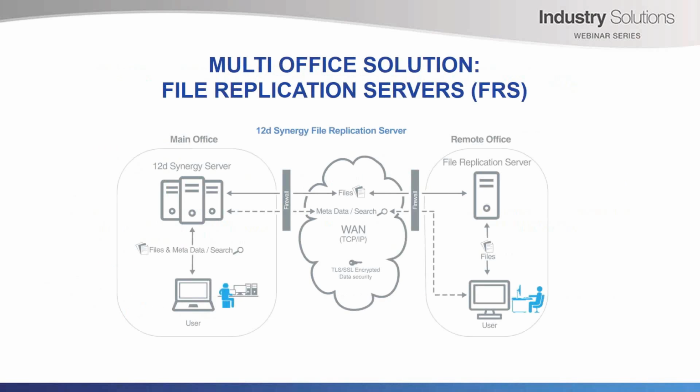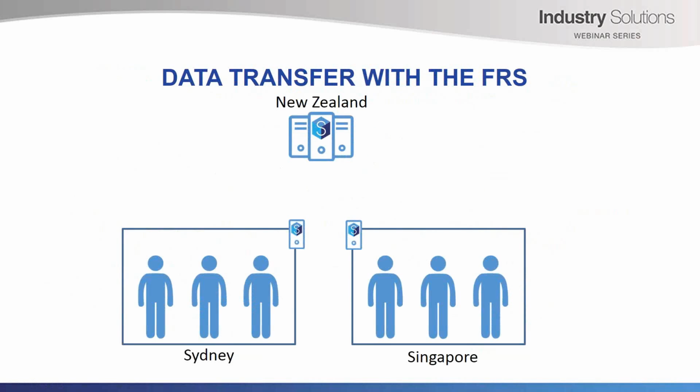So with the file replication servers, the layout of your landscape is a little bit different. You still have your central office with the 12D Synergy server and a user connecting from there. But they go back to their central server for files and metadata. Out at your remote office, you have a file replication server and the user goes back to the master server for their metadata, but to the file replication server for their file transfer. And the file replication server does the work of going back to the main office to transfer those files for them. So how does that work with that scenario we discussed before?